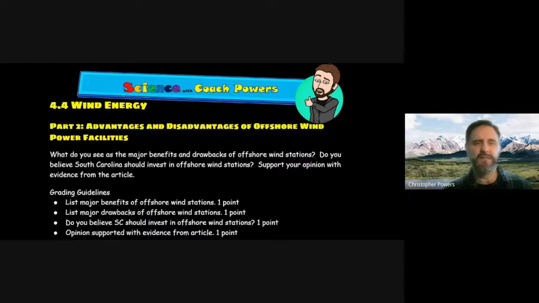List the major benefits, and this is how you're doing this step by step. You have to get these points, each one of these, each bullet point. So, first, for 1 point, list the major benefits of offshore wind stations. The second point on that one is list major drawbacks of offshore. Do you believe South Carolina should invest in offshore wind stations? That's another point, an opinion supported with evidence from the article. You have to have an opinion.